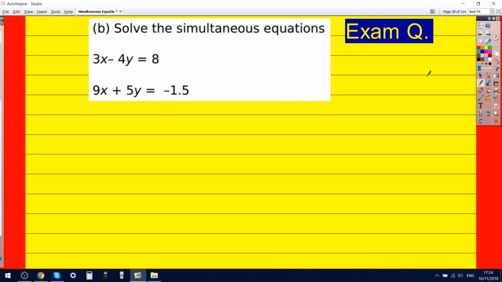Would you triple the top one? Yep, triple the top one. So if you triple that, you get 9x minus 12y equals 24.